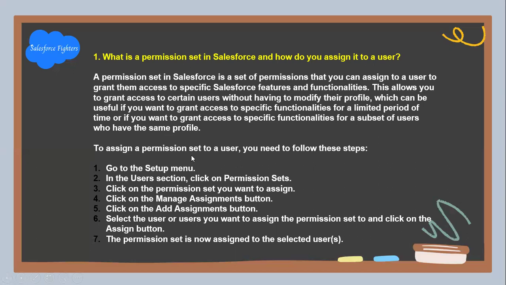To assign a permission set to users, you need to follow these steps. Go to the Setup menu. In the Users section, click on Permission Sets. Click on the permission set you want to assign. Click on the Manage Assignments button. Click on the Add Assignments button. Select the user or users you want to assign the permission set to and click on the Assign button. The permission set is now assigned to the selected users.